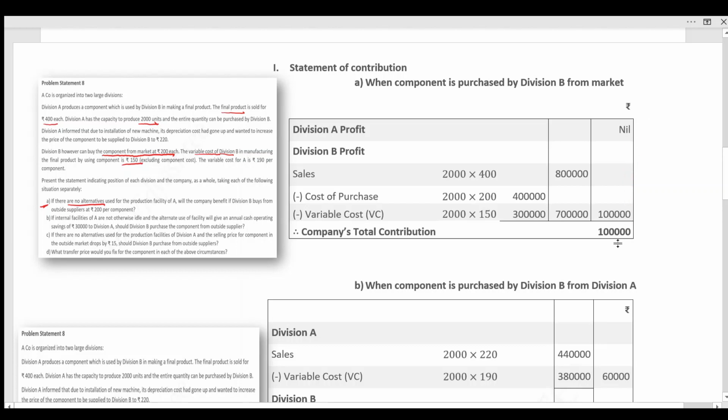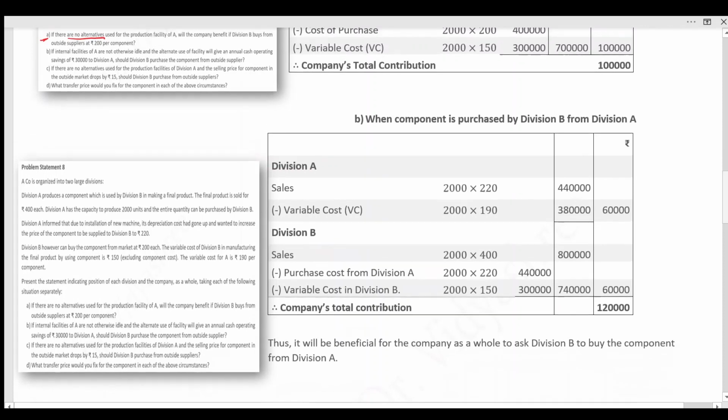You can total both, you get the total contribution of the company as a whole. So let's see the next one, that is, when the component is purchased by division B from division A itself. So division A is selling the component to division B. Let's see how it works out.